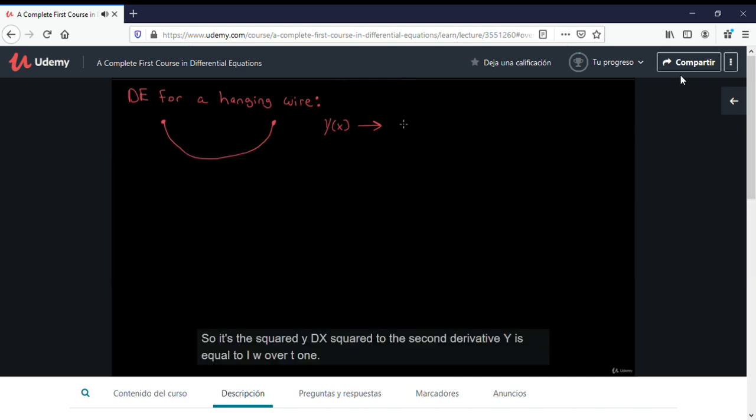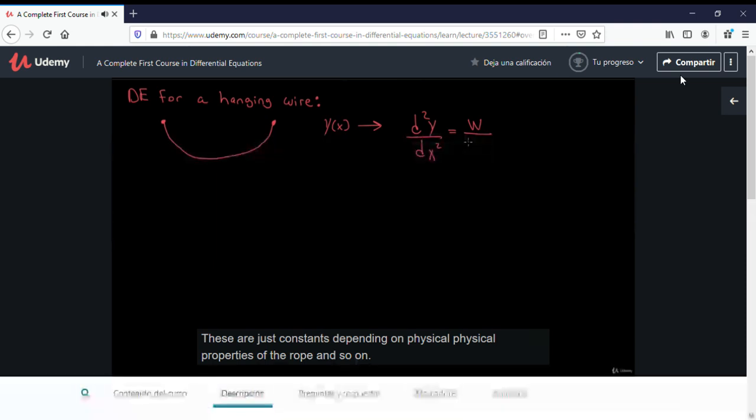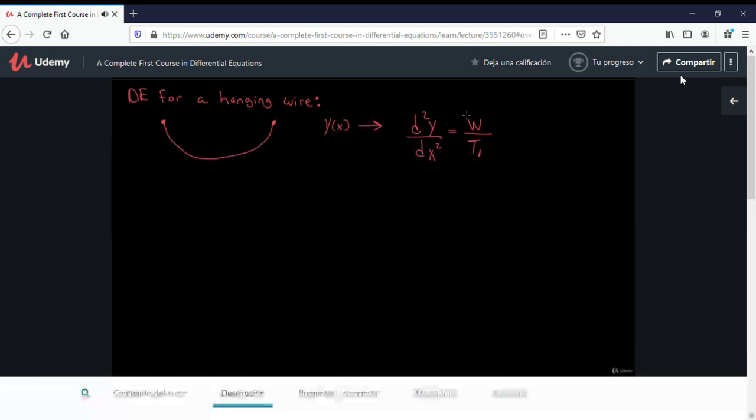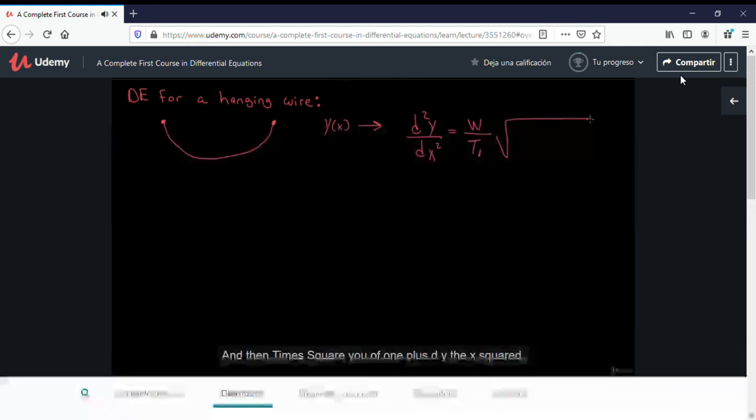So it's d squared y dx squared, so the second derivative of y is equal to w over t1. So these are just constants depending on physical properties of the rope and so on. And then times the square root of 1 plus dy dx squared.